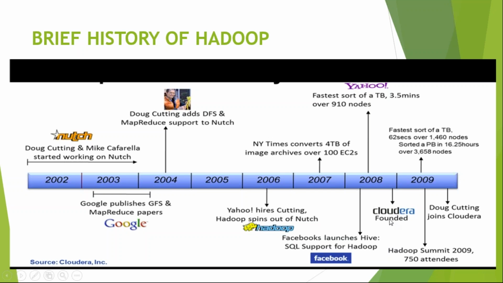Then Cloudera was founded in 2008. In 2006, Yahoo created the project and donated it to Apache, and then it became open source. Then everyone started contributing, like sponsors. Facebook, Yahoo, and many people showed interest and started doing experiments. Cloudera also got founded in those days.